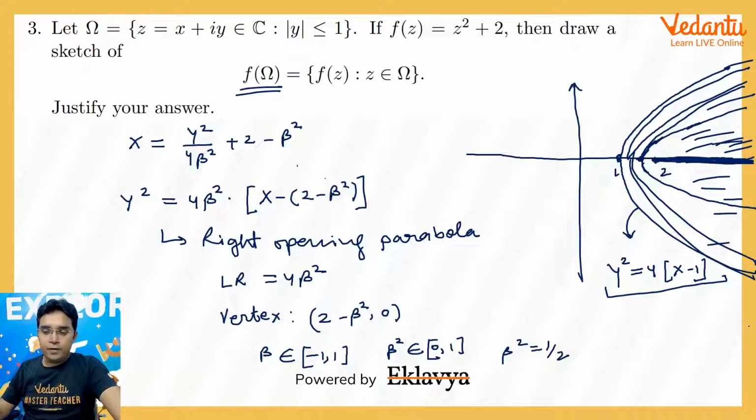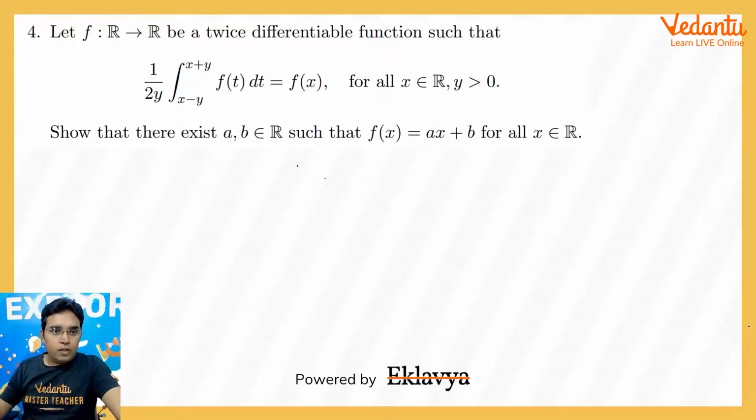Interesting question. Okay, now coming to question number 4. It says f: R → R be a twice differentiable function such that (1/2y) ∫ from x−y to x+y of f(t) dt = f(x) for all x belongs to R, y > 0. Show that there exist a, b belongs to R such that f(x) = ax + b for all x belongs to R. That means we have to prove that f(x) would be a linear function.